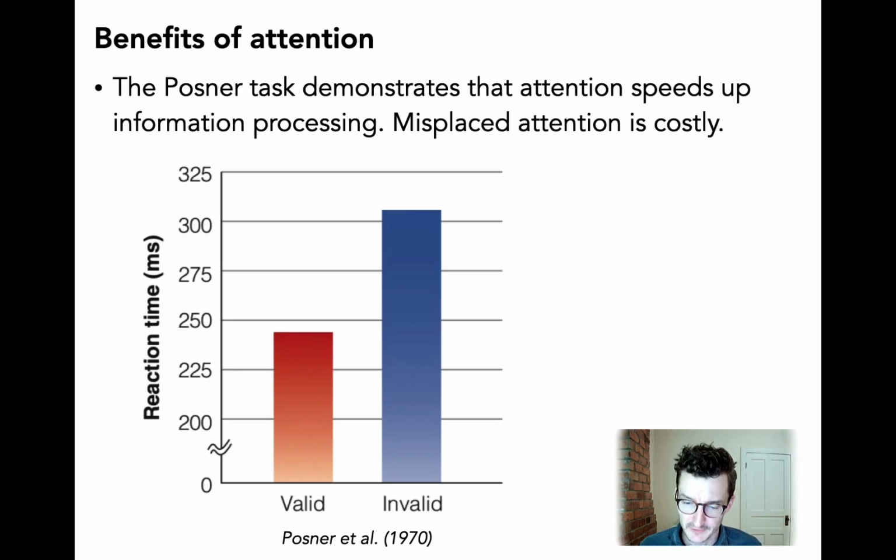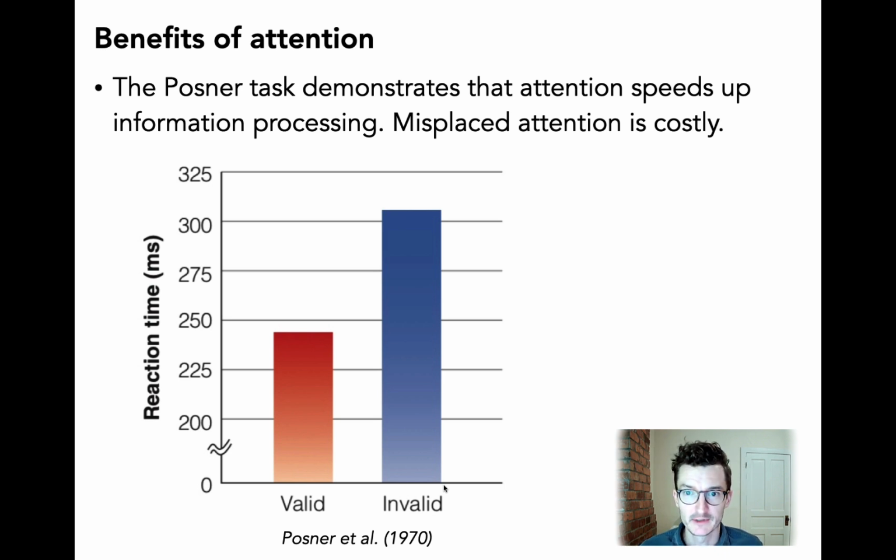So if we were to do this task over and over and over, as Posner did in many participants, we would find that on the valid trials, where our attention is drawn to the location in space where that star will appear, reaction times are actually facilitated. So they're actually quite fast in this case. On the other hand, on the invalid trials, where our attention is drawn to a location in space where the star actually doesn't appear, reaction times are slowed down.